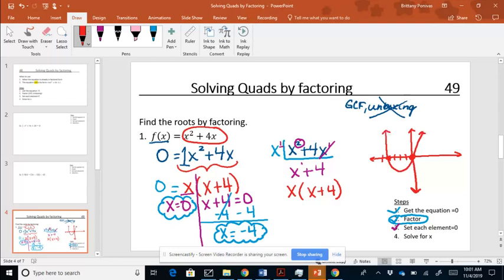So you need to be aware that when you solve this by factoring and you get these numbers, they correlate to where it crosses the x-axis on your graph.